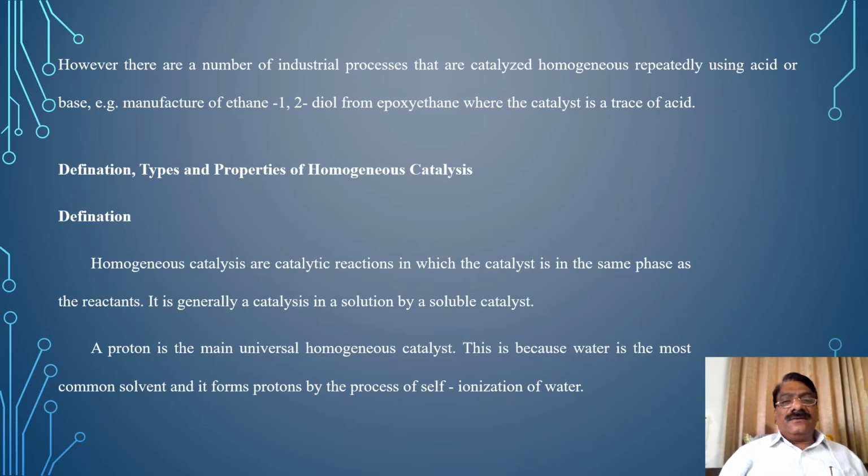Now we are going to see the definition, types and properties of homogeneous catalysis. First, the definition. Homogeneous catalysis is a catalytic reaction in which the catalyst is in the same phase as the reactant. It is generally a catalysis in a solution by a soluble catalyst. A proton is the main universal homogeneous catalyst. This is because water is the most common solvent and it forms protons by the process of self-ionization of water.